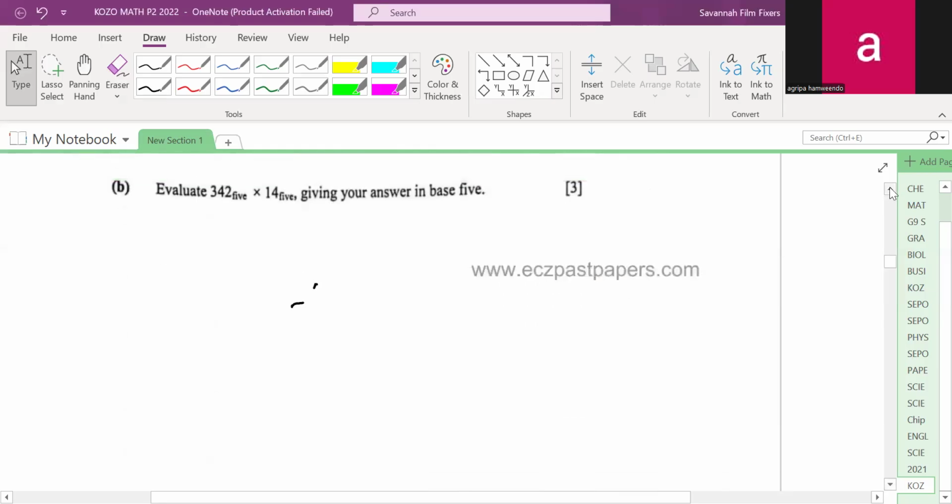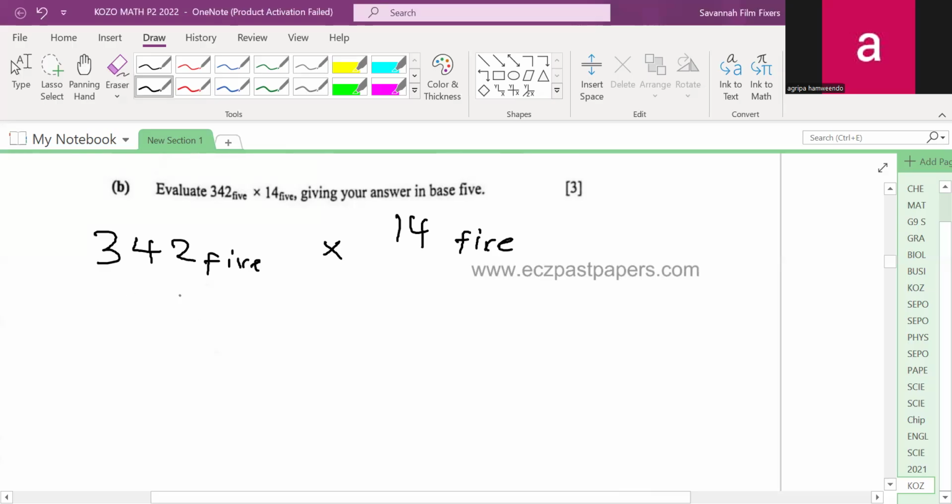Then there's this B question here. We have numbers in base 5. So I've got 342 base 5 multiplied by 14 base 5. The previous question we were in base 2, but here we've now gone to base 5, right? For this question, I have told you I'm going to send you this past paper. So you have to sit down and really think through it. The calculations are slightly big.